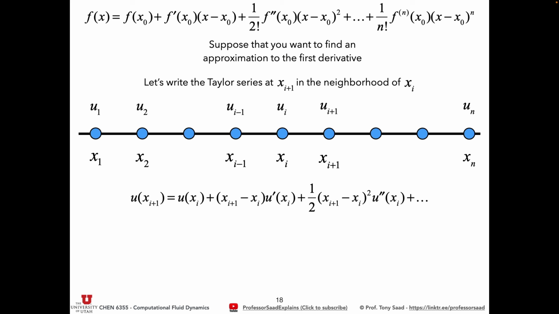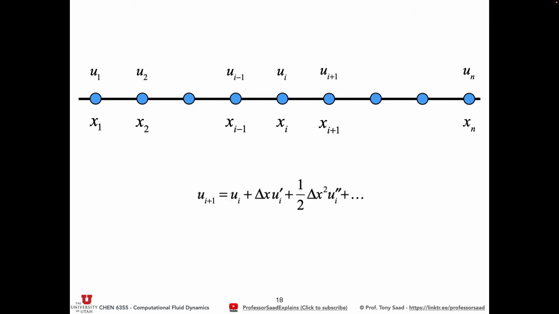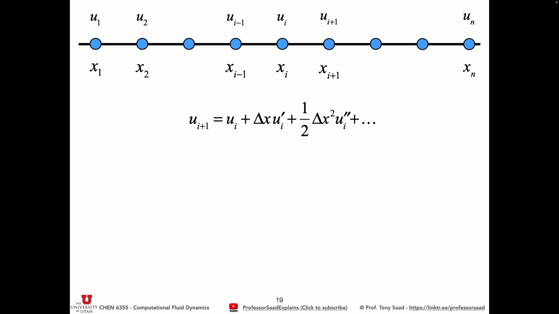So u at x i plus 1, or u at i plus 1, in the vicinity of u i is equal to u at x i, which is u i, plus the distance between the 2 points, x i plus 1 minus x i, times u prime at x i, which is what I'm after, and then so on and so forth. So for simplicity, I'm going to drop the x i plus 1 and x i. I'm just going to say u i plus 1. So u i plus 1 means u at x i plus 1, and so on.